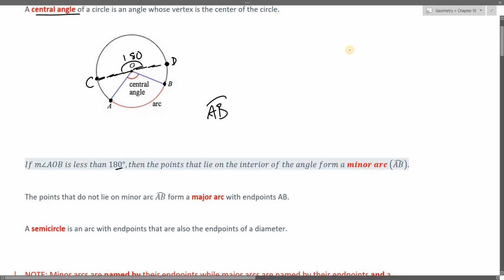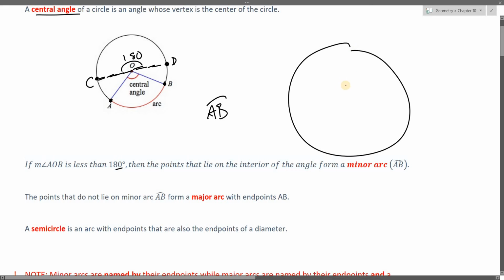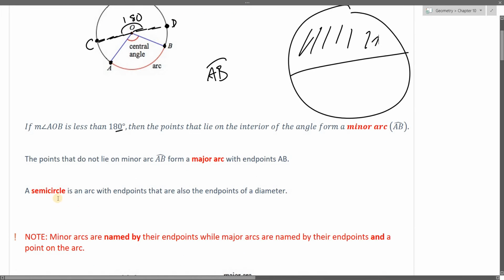And so we could get ourselves a circle. I've got to find that button on here. Again, a semicircle is just half a circle, so this region up here. And so the points that do not lie on that form a major arc, and so that's what I'm talking about. A semicircle is an arc with endpoints that are also the endpoints of a diameter.